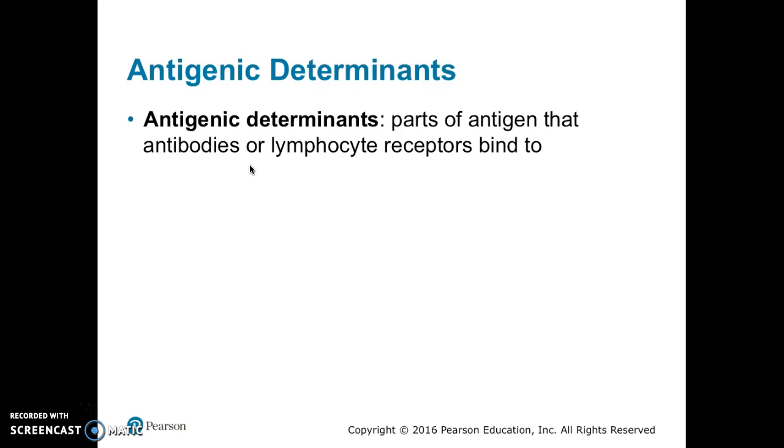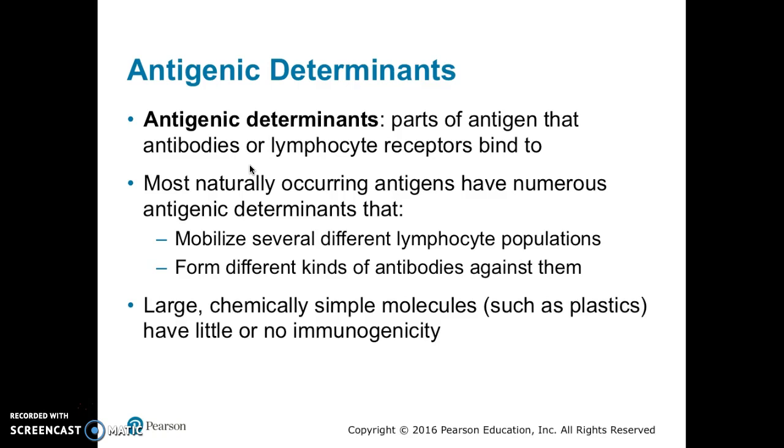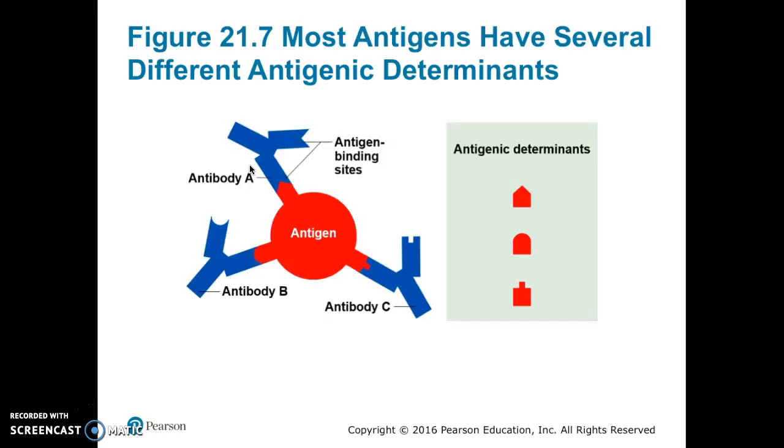Antigenic determinants are parts of the antigen that antibodies or lymphocyte receptors bind to. Most naturally occurring antigens have several antigenic determinants that mobilize several different lymphocyte populations and form different kinds of antibodies against them. Large, chemically simple molecules like plastics have little or no immunogenicity. Figure 21.7 illustrates how most antigens have several different antigenic determinants. We see this red antigen has 3 antigenic determinants. You see them here. This results in 3 types of antigen binding sites and 3 different antibodies that will attach to it.